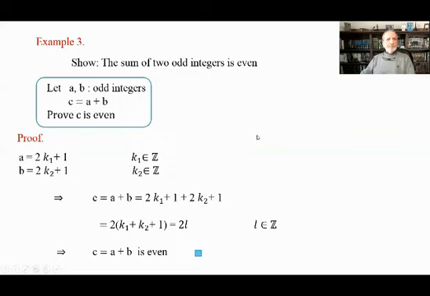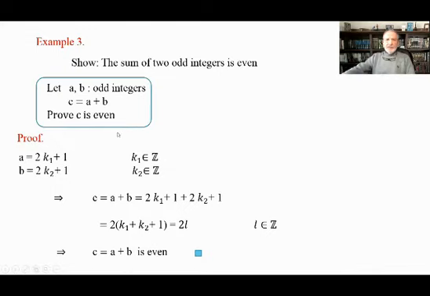Here's another example. We need to show the sum of two odd integers is even. So we need to always understand the question. If I take two odd integers, say 5 and 7, I add them, I get 12, which is even. If I take 7 and 11, I get 18, which is even. So now, your assumption: let A and B be odd integers, and I'm calling C to be A plus B. I need to prove C is even.